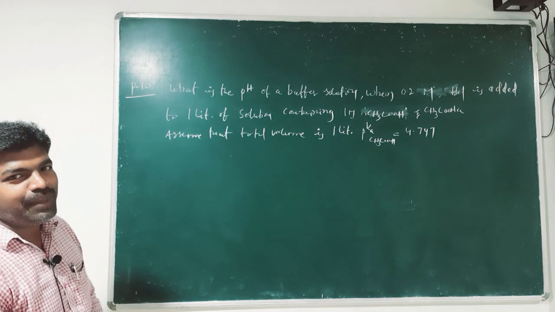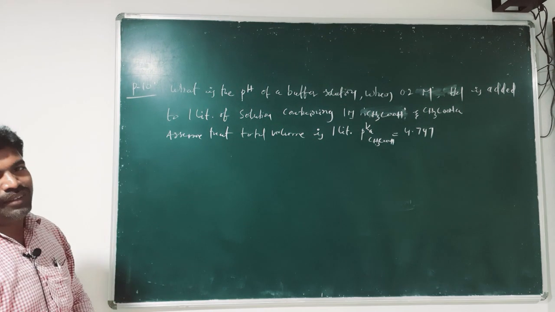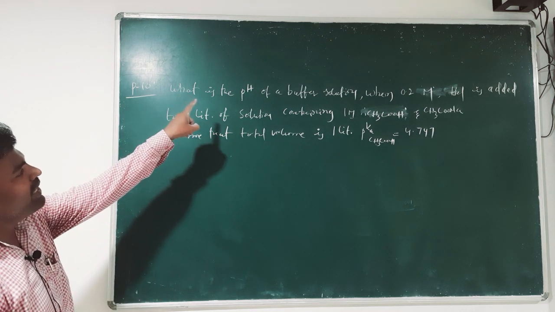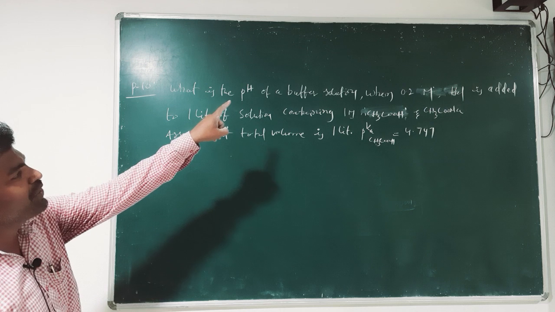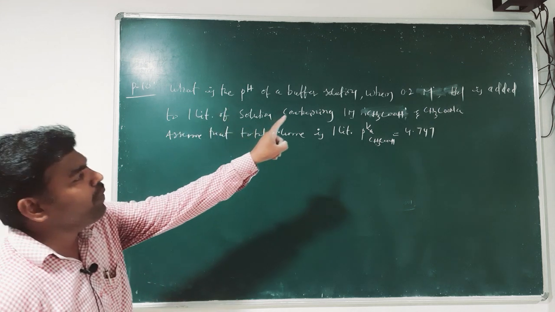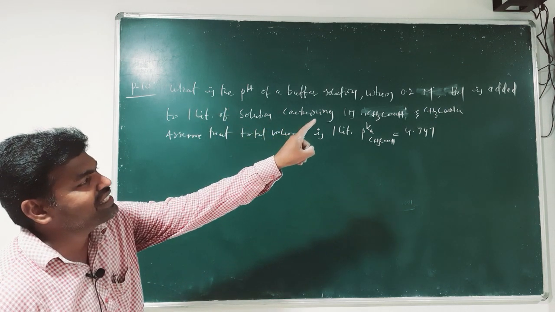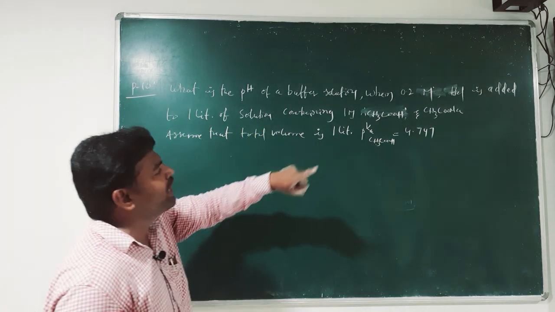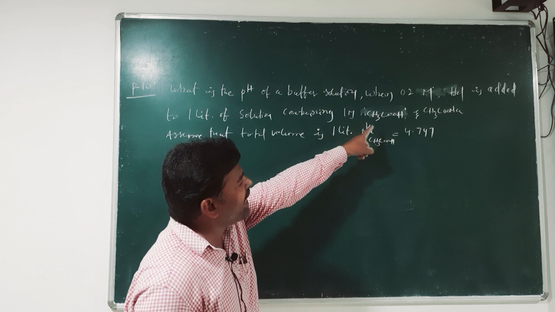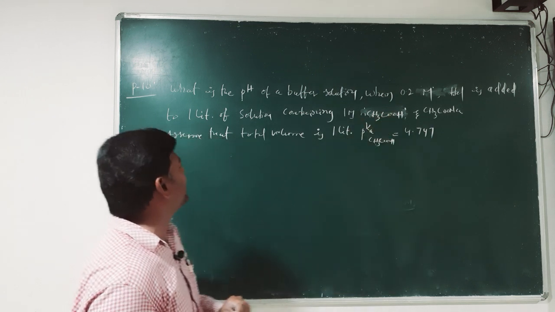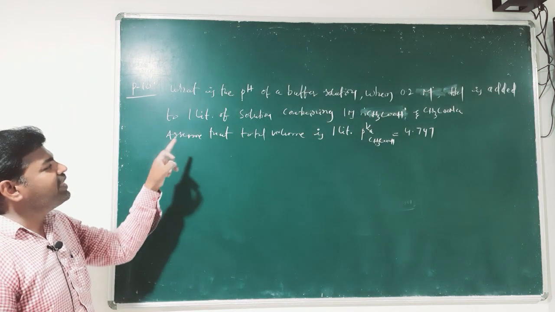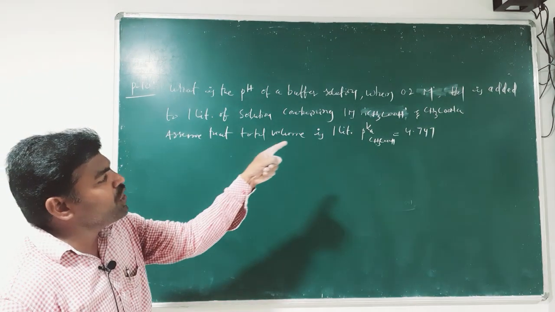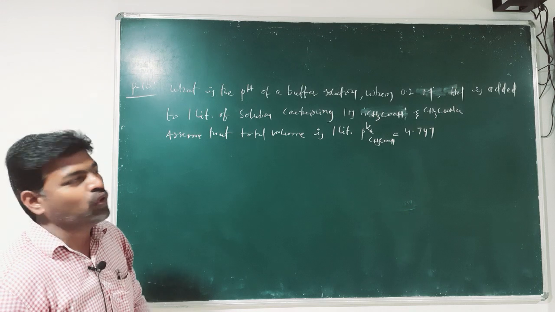Okay, and problem 10, and this is the last problem. Problem 10 is: what is the pH of a buffer solution when 0.2 molar HCl is added to 1 liter of solution containing 1 molar acetic acid and sodium acetate? Assume that the total volume is 1 liter, and given that the pKa of acetic acid is 4.747.